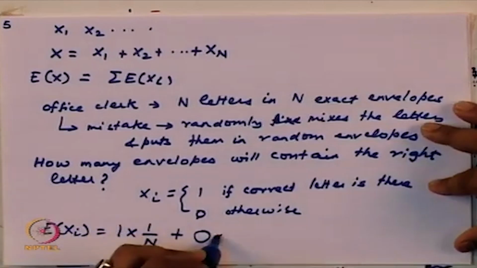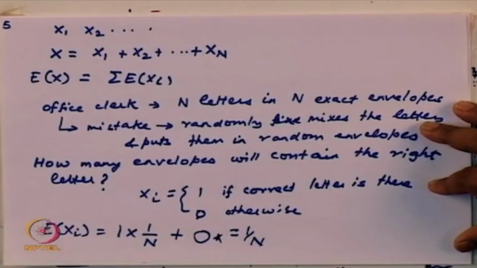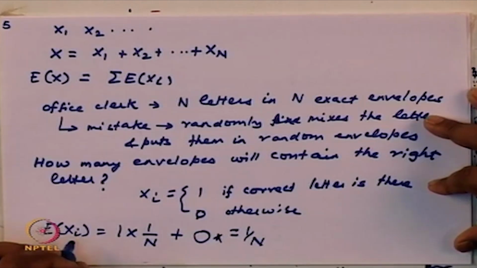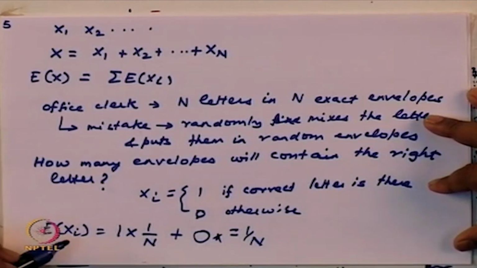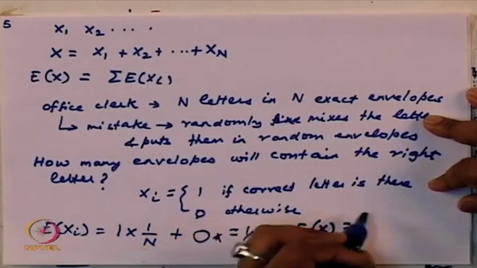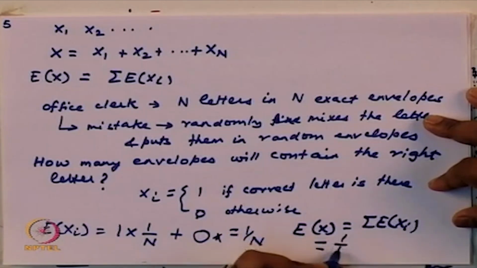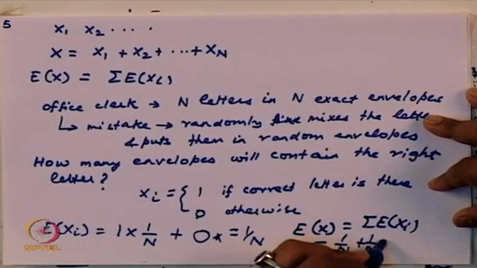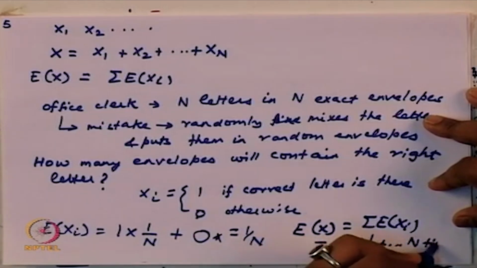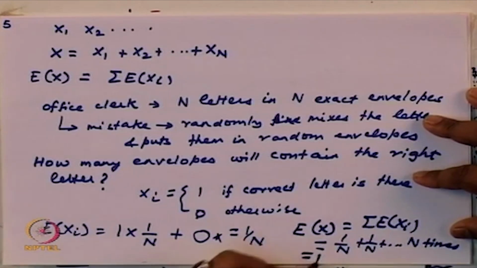Okay. So, for all of them it is also 1 by n. So, this is nothing but 1 by n. This is the expectation that the first letter is in the first envelope. So, my total expectation then is the summation of E of X_i, n times, 1 by n plus 1 by n, n times. What is the value then? 1 by n into n is simply equal to 1.